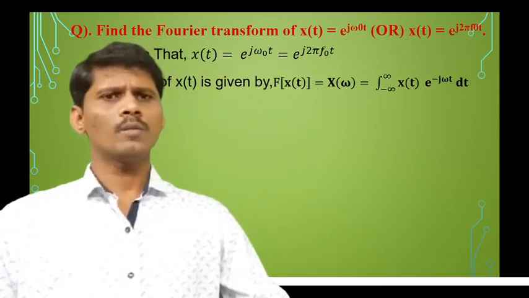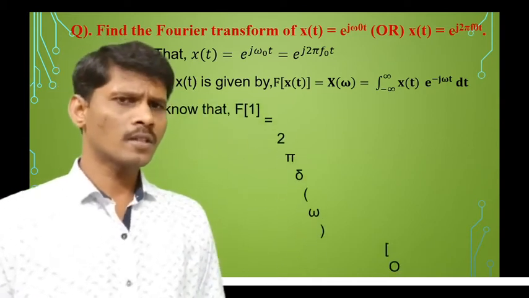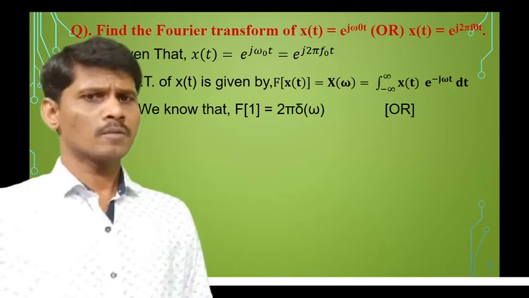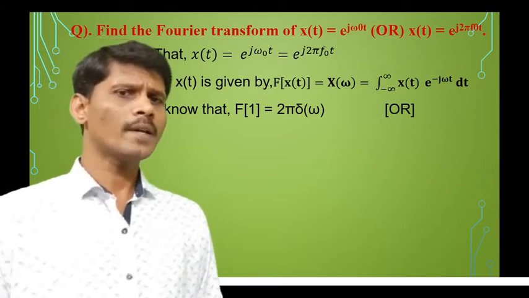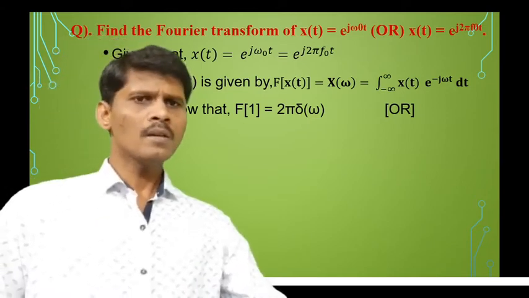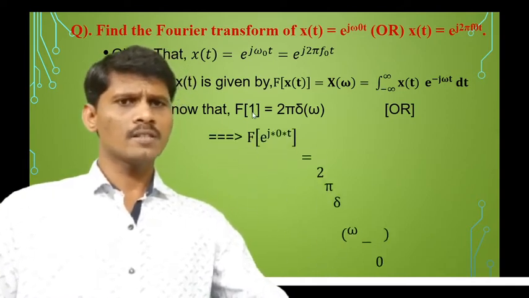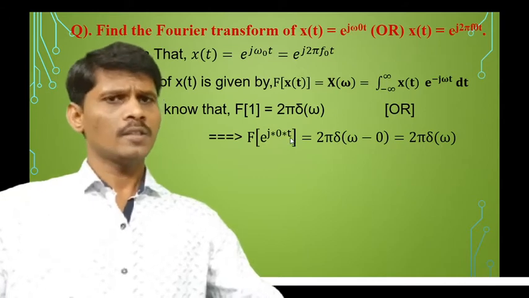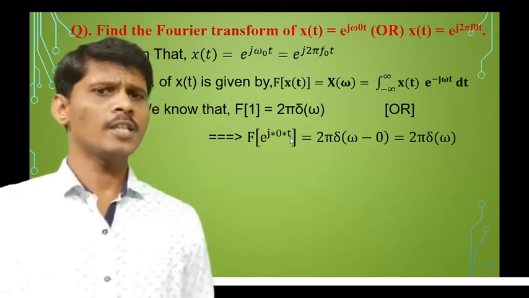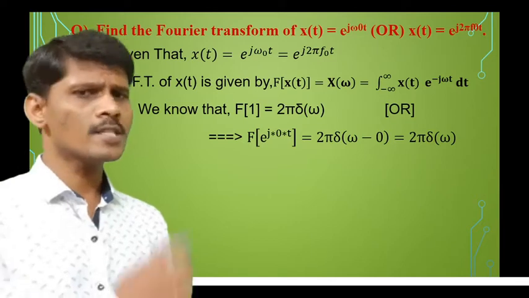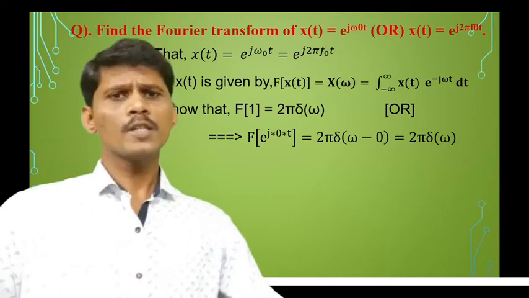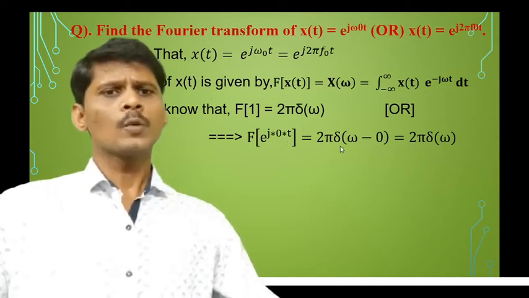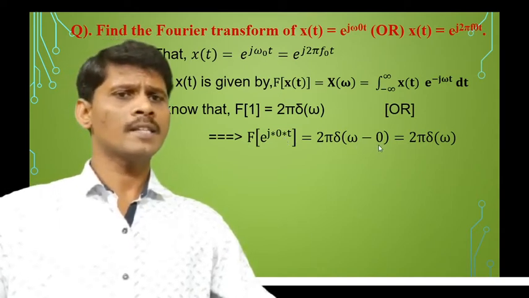But we know the Fourier transform of a constant function. The Fourier transform of 1 is 2 pi del of omega. Now here, 1 is represented as e power j 0 t, since e power 0 is 1. Because of that, 1 is written as e power j 0 t. So that is equal to 2 pi del of omega minus 0.